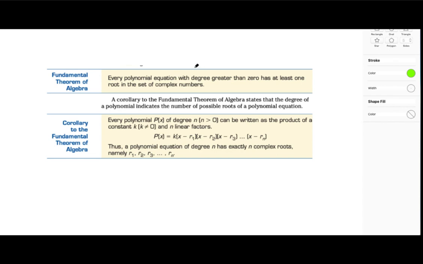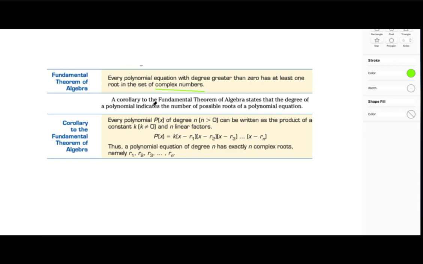If we find that root, at least one of them has to be in the complex numbers. And it's almost like, yeah, I guess that totally makes sense because all numbers are complex numbers. Then we have the corollary here, the corollary to the fundamental theorem of algebra. Sorry if I said calculus last time.